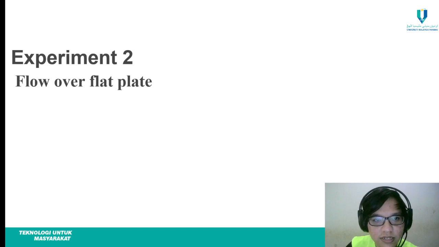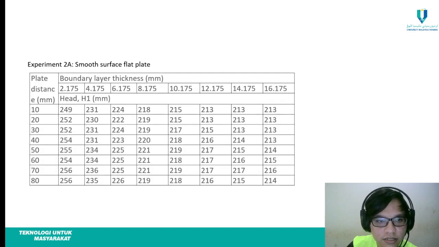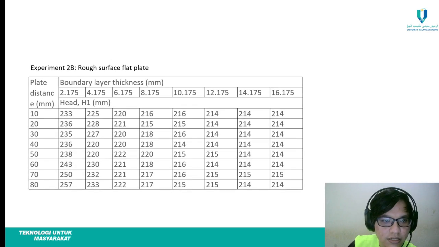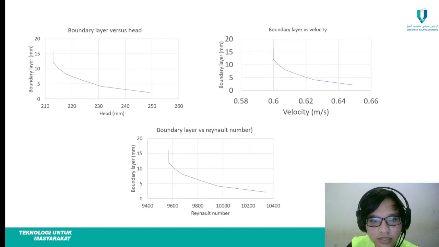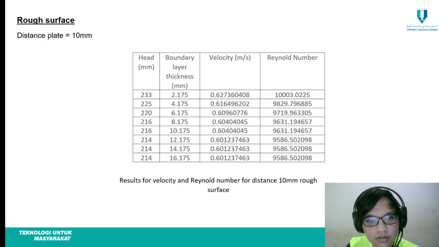Then moving on, we have the experiment on flow over flat plate. In this experiment, here is the result for the smooth surface flat plate. Then here is the result for the rough surface flat plate. For the smooth surface flat plate, we have measured the velocity and the Knudsen number. Here we can see the overall result for the smooth surface. We have the graph for boundary layer versus head, boundary layer versus velocity, and boundary layer versus Knudsen number. All three of them show the same pattern, which is decreasing as the head increases, as the boundary layer increases.